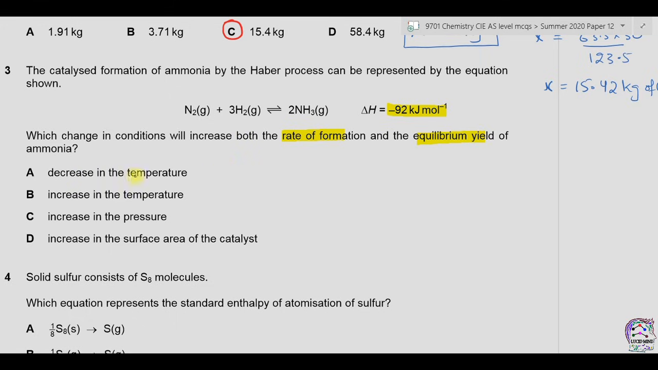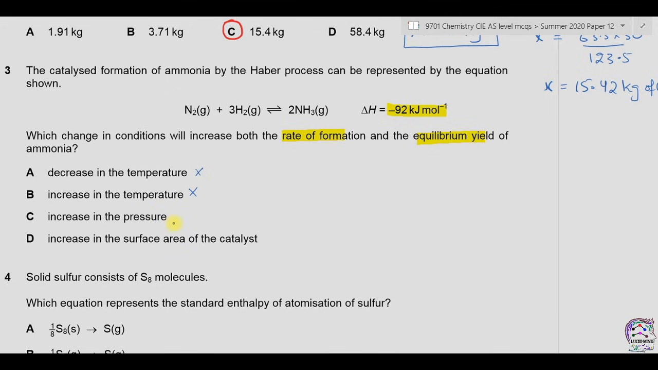A says decrease in the temperature. Now as the reaction is exothermic, in order to obtain greater yield we need lower temperature. But when we decrease the temperature, the reaction actually slows down. So therefore the rate of formation will also decrease with the decrease in temperature. B is increase in the temperature. If we increase the temperature for an exothermic reaction, the reaction is going to move backwards, which actually decreases the equilibrium yield of ammonia, so therefore B is also not the option.